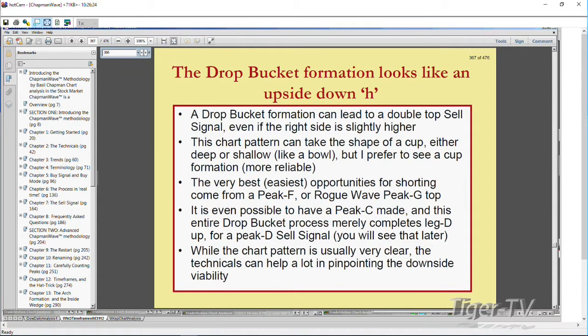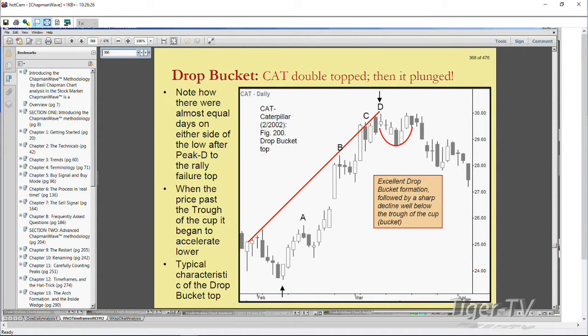Because it forms an upside down H pattern, and it's like a backhoe that picks up all the grit and the dirt and then lifts it up and just drops it into the truck. And that's exactly what happens at these double tops. So I'll explain to you what I'd be looking at here.